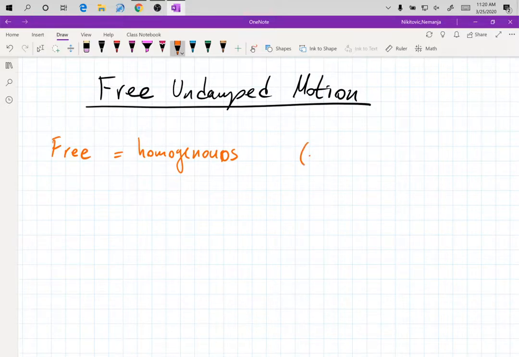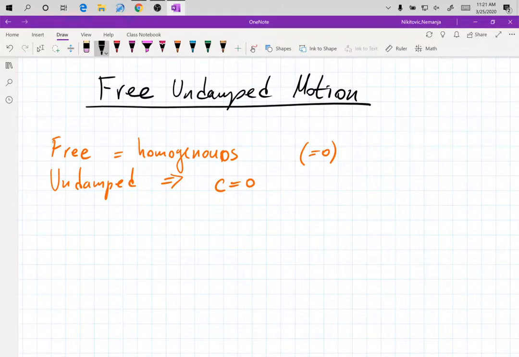And that was our equal to 0 part. And undamped means c equals 0, right? So what is our equation? Our equation that we are observing is going to be m x double prime plus k x equals 0.